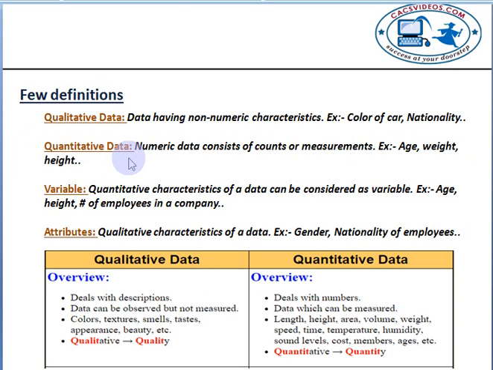Another type of data is called quantitative data, which can be quantified, which can be measured. For example, age, weight and height. All these things can be measured, right? So the quantitative characteristics of data are also called variables. For example, age, height, number of employees in a company. And the qualitative characteristics of data are called attributes, like gender, nationality of an employee.